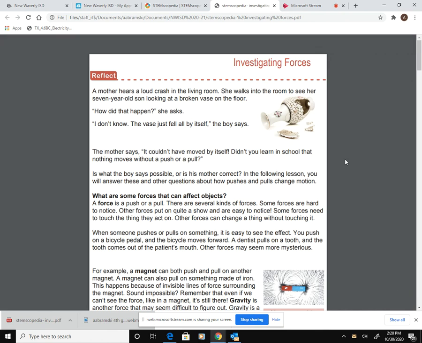Hi, all remote learners. Today we are going to be reading our StemScopedia book, the yellow book, on pages 27 to 30. We will not do the Try Now. We will do other items with that this week. So we are just going to be reading our textbook on page 27.